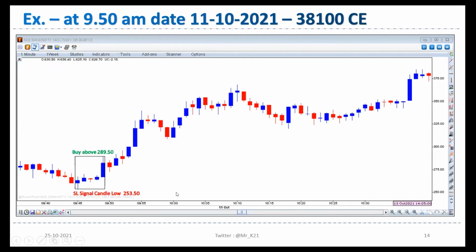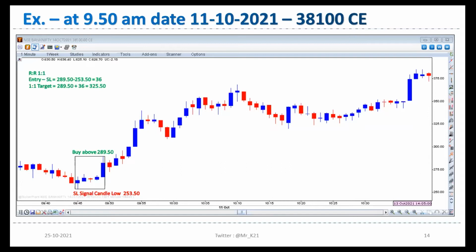Now let's identify 1:1. Here's the basic calculation. Our entry price is 289.50 and our stop loss is 253.50, so our SL, or the risk, is 36. If I am ready to lose 36 rupees, I am ready to take 36 rupees also. So if I add 36 rupees to the entry, my first target is 325.50.